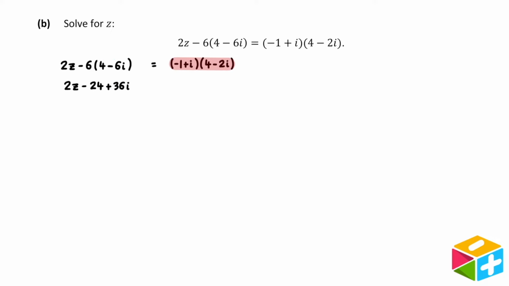Now for the brackets on the right. Minus 1 times 4 is minus 4. Minus 1 times minus 2i is plus 2i. Plus i times 4 is plus 4i. And plus i times minus 2i is minus 2i squared.